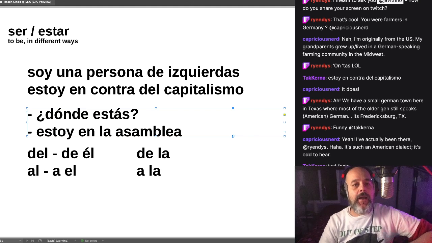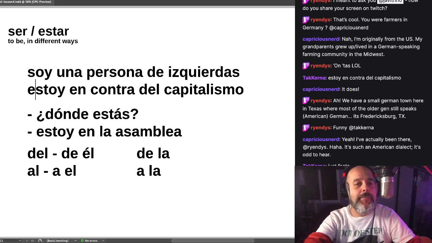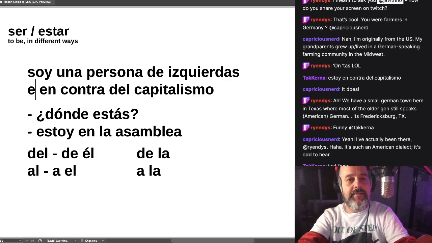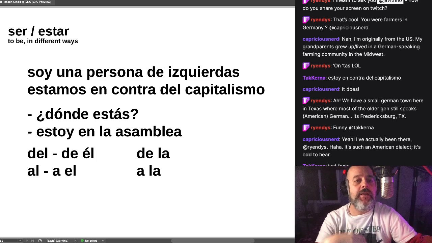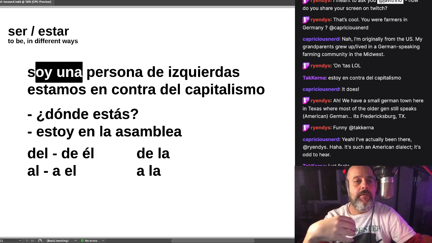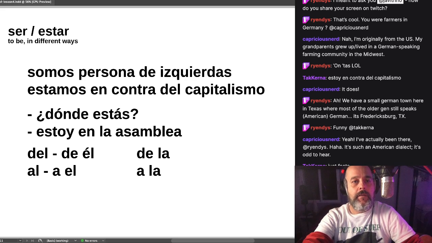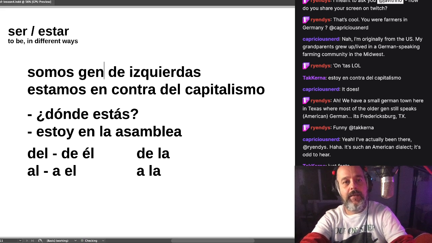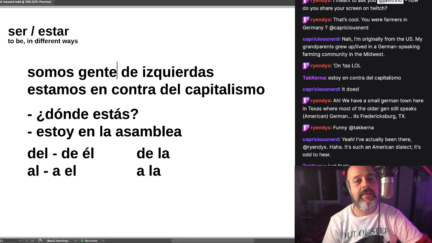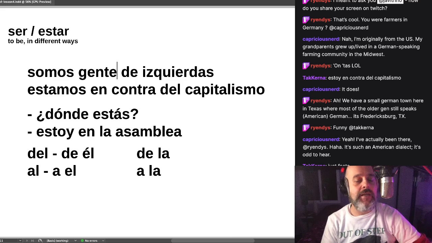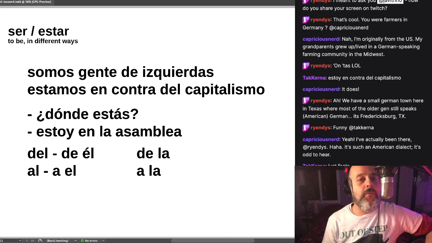Yeah, we could say, actually, estoy en contra del capitalismo means I am against capitalism. But we could say, estamos en contra del capitalismo. Even, we could say, somos, and we say gente de izquierdas. We're leftist people. Somos gente de izquierdas. Estamos contra el capitalismo. You can practice writing it and pronouncing it if you want.